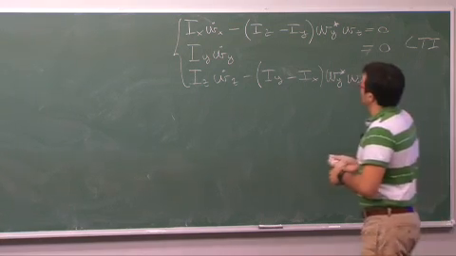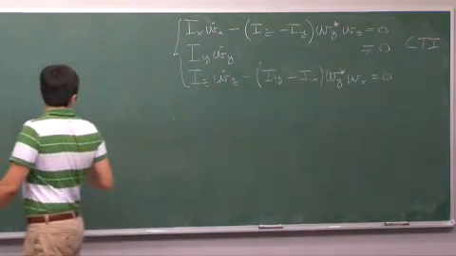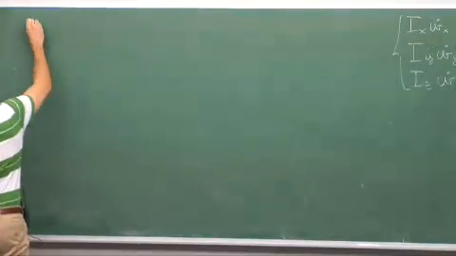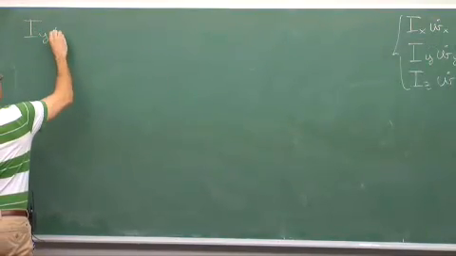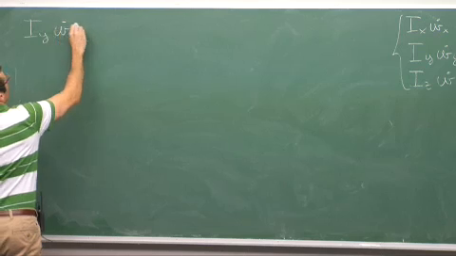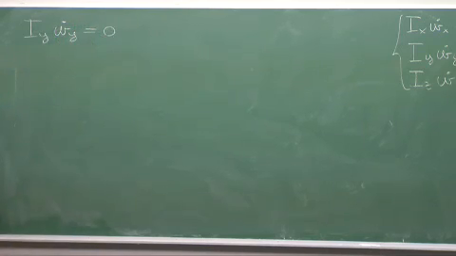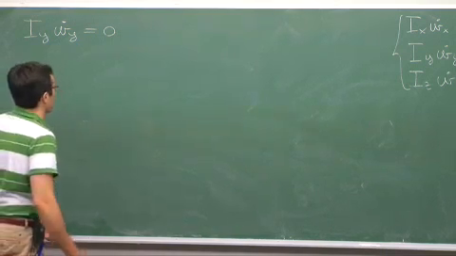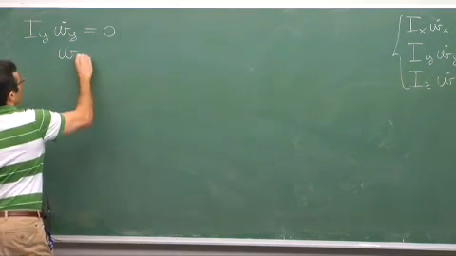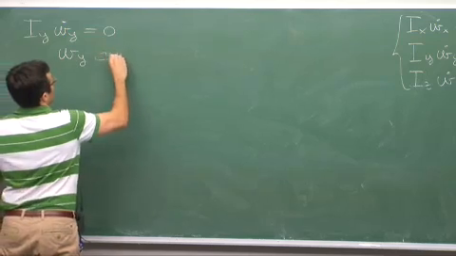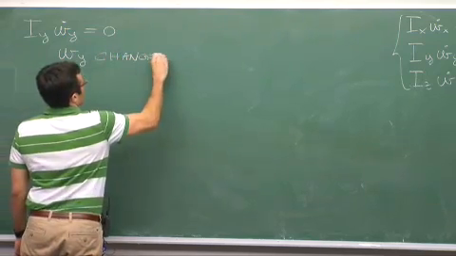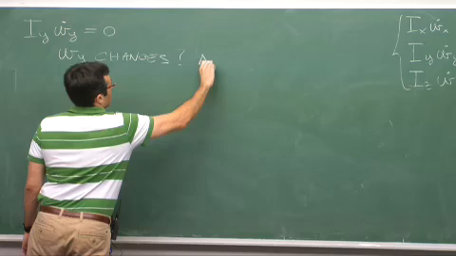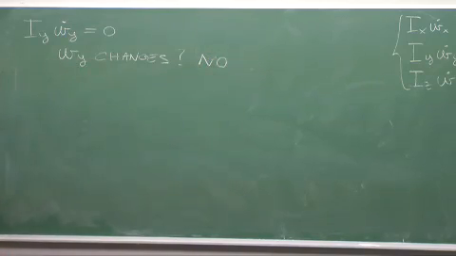Okay, but the second one, I can just look at it by itself. So it's completely independent from the other two, right? Is this stable? That gives you 0. So is omega y changing? No. So it is stable.